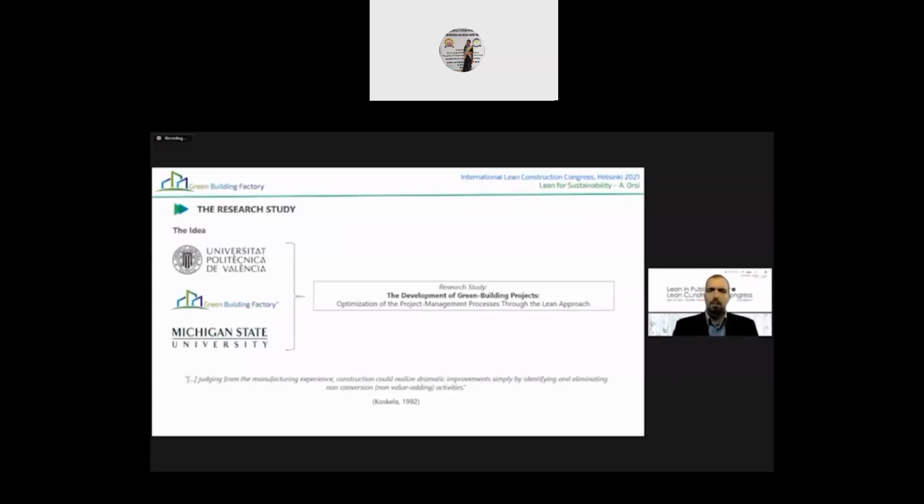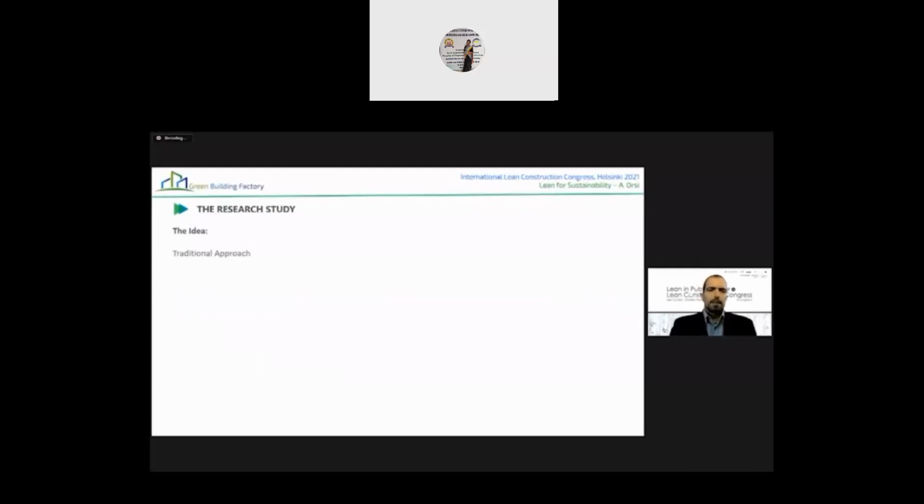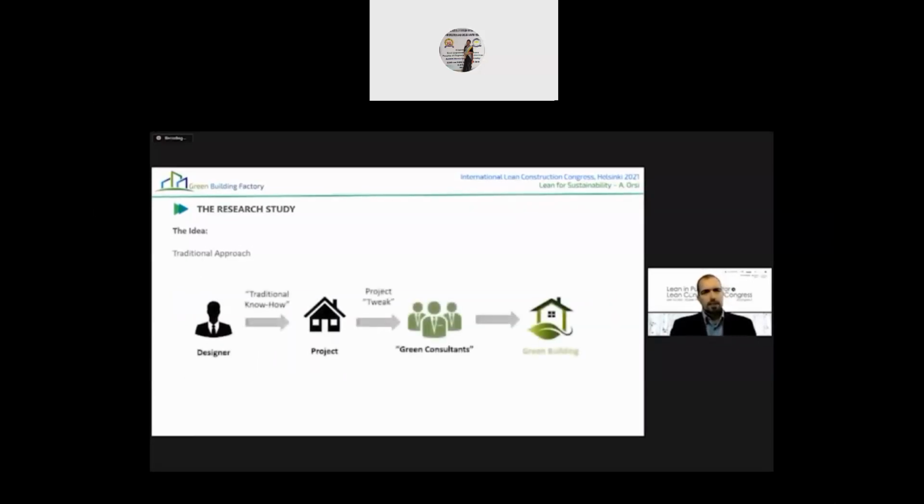Koskela in 1992 said that, judging from the manufacturing experience, construction could realize dramatic improvements simply by identifying non-value-adding activities. So the idea was to take the waste out of the processes. An idea that, following a traditional approach of green construction, can be explained as follows.